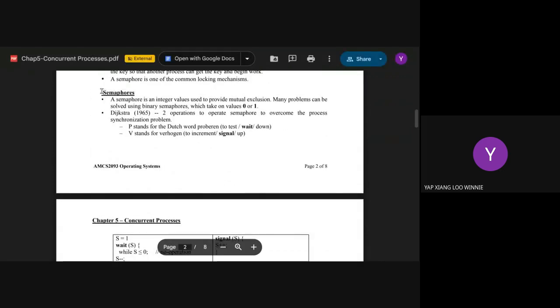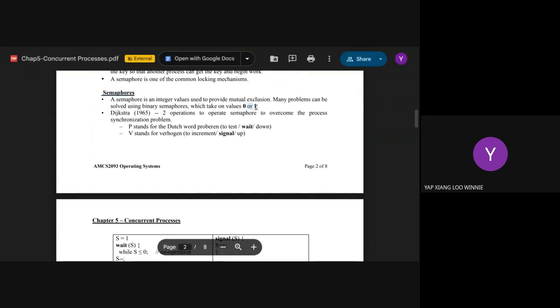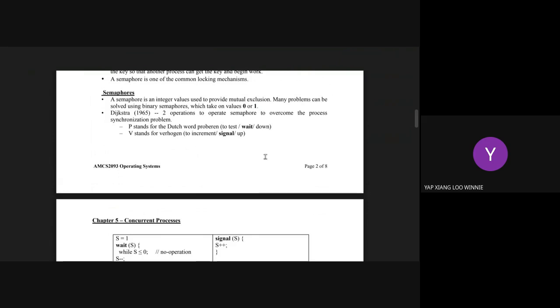Okay, next we go to semaphore. Now we learn the binary semaphore. We have 0 and 1 to indicate the state. You have to remember semaphore.